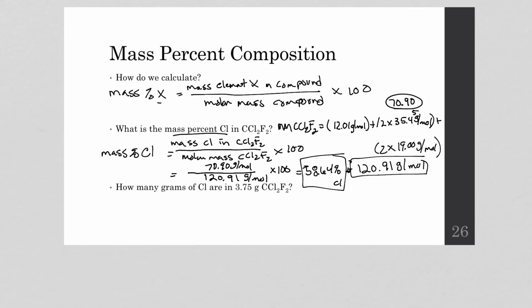Now, once we know the percent composition, then we can do something like what we have here. We can figure out, if I have a sample of this compound, how many grams of that sample are coming from chlorine? Or how many are coming from fluorine or carbon? So the way I'm going to approach that is I'm going to have here the mass of my compound.